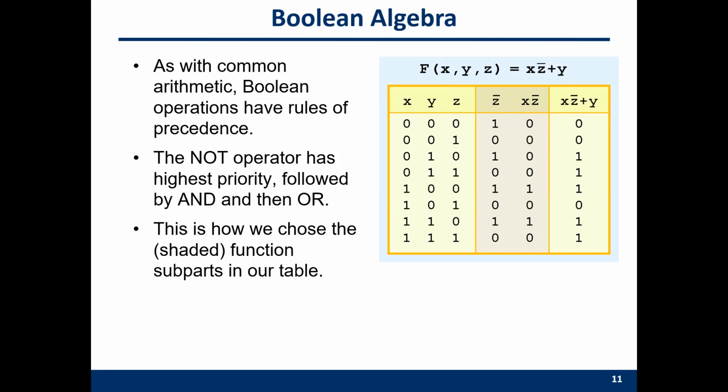When we know the priority order, we can, based on the order, set the intermediate variables like z bar, because the NOT operation has the highest priority. So we set z bar as the first intermediate variable. And then the AND operation has the second priority, so we set x and z bar as the second intermediate variable.